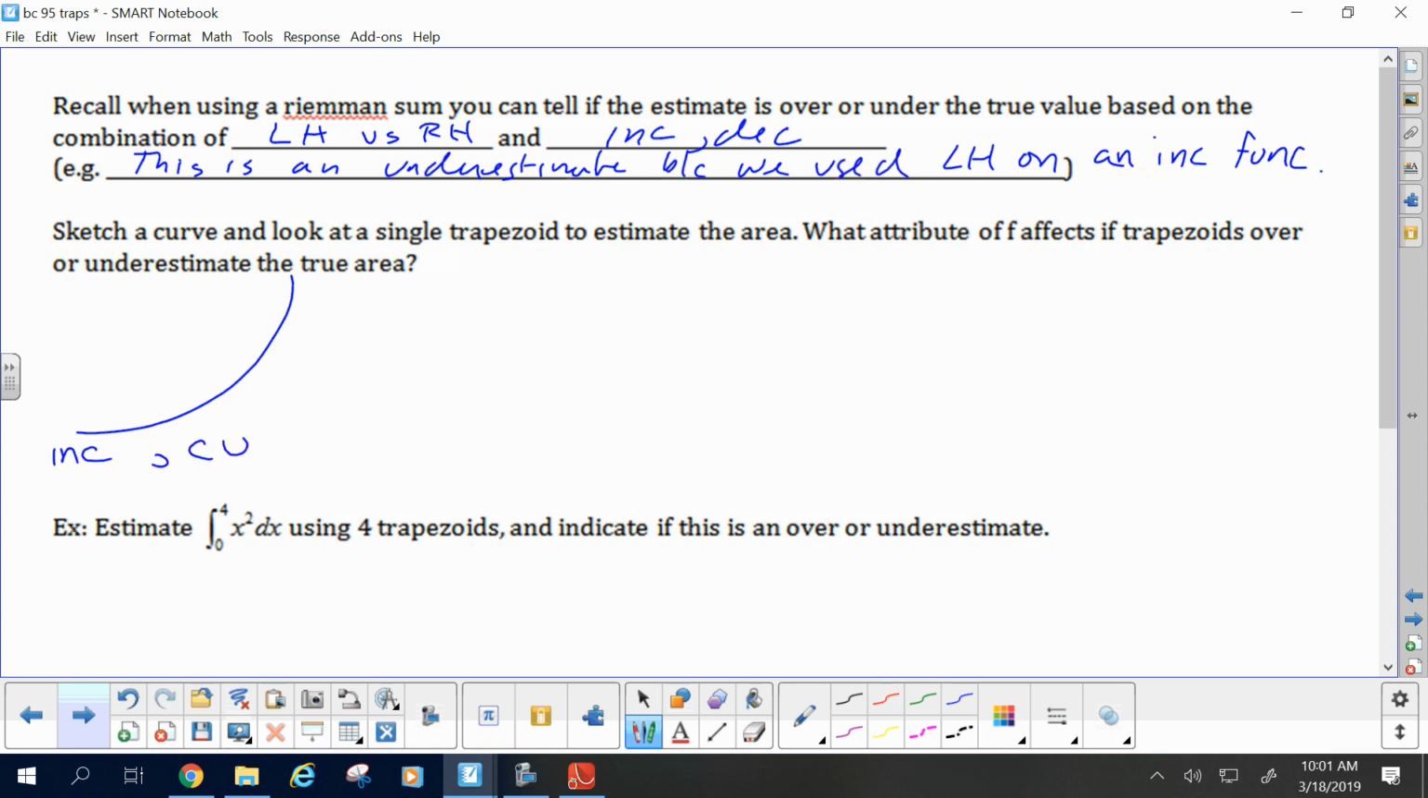Now let's think about if we use trapezoids to do area under the curve. Let's do two trapezoids. Two trapezoids would be here, and there. The trapezoid's over or under estimate? Over, okay. Trapezoid's over. Now let's talk increasing concave down.